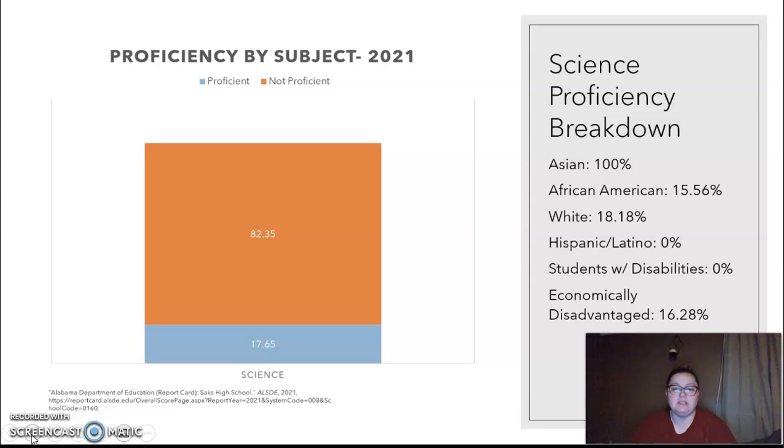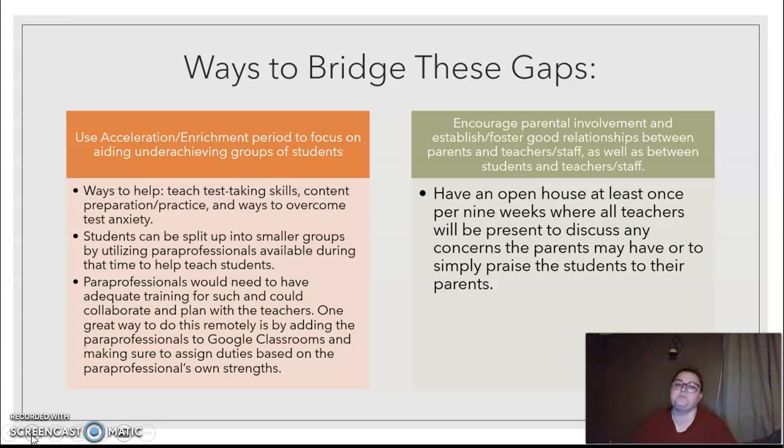And then only 16.28% of our economically disadvantaged students are considered proficient in science. These gaps aren't that big when you're looking at our African American, white, and economically disadvantaged students. However, when you take into consideration that we have 100% of our Asian students, yet only 0% of our Hispanic Latino students and students with disabilities, that is a real issue that we need to dive into.